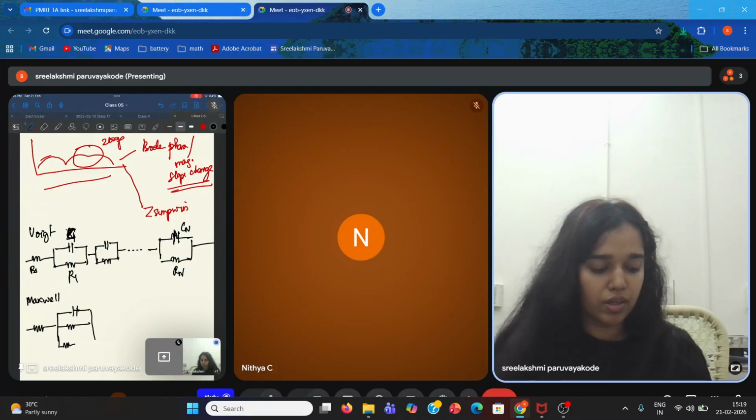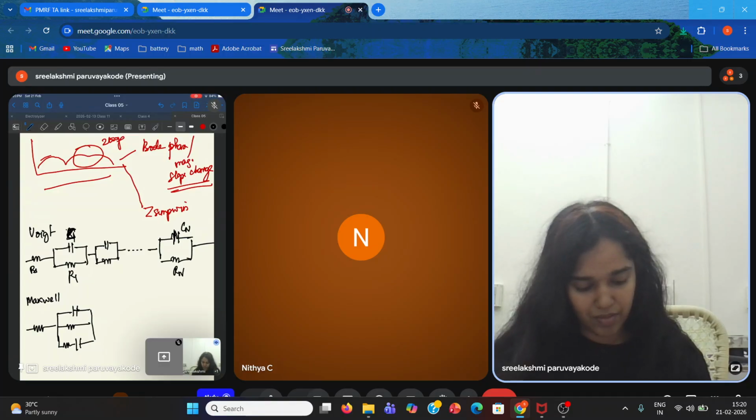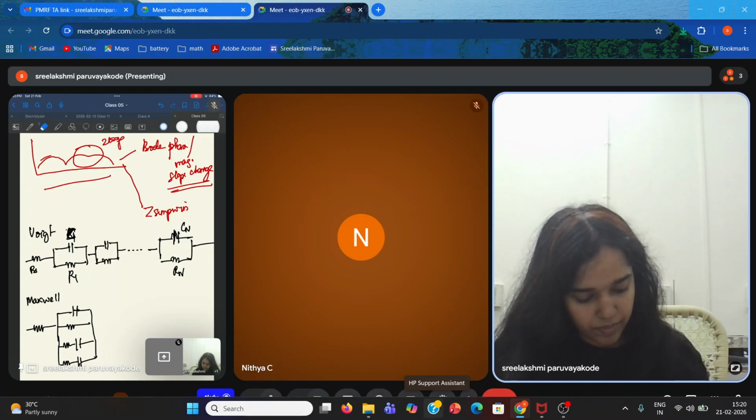So Maxwell, how is it? You have a capacitor and a resistor in parallel. After that, you have another capacitor and resistor in series. Like this, you will have multiple of them. This becomes Rn and Cn.